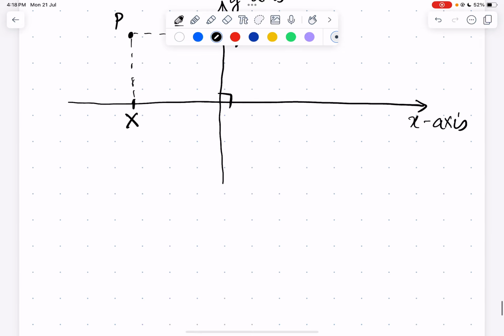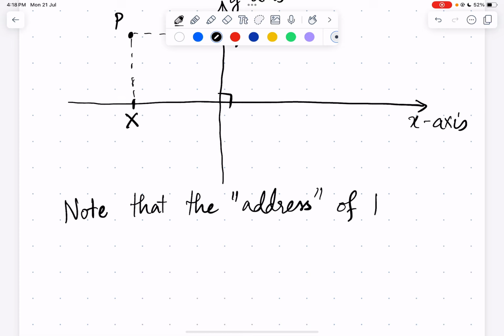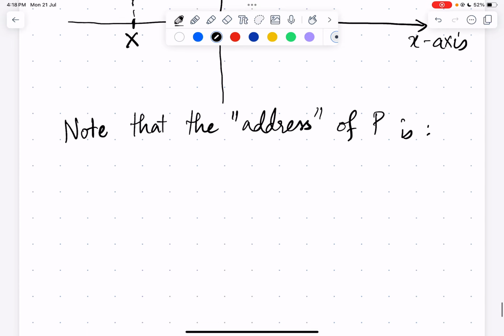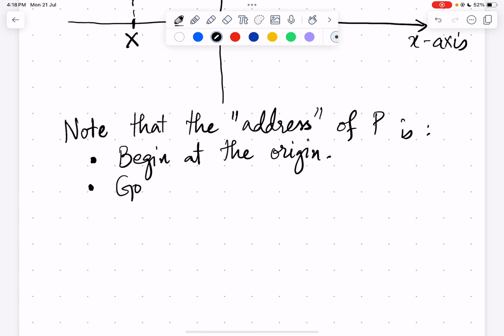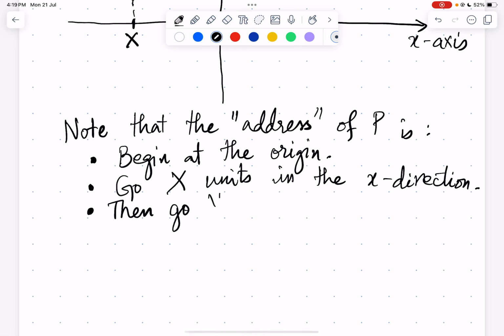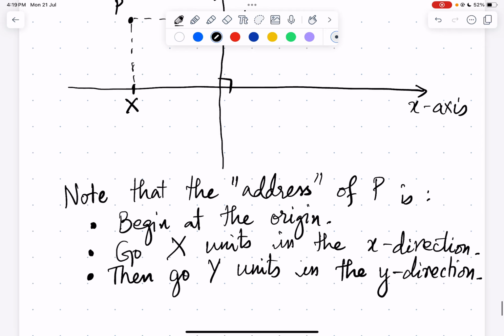Now, what is the address of P? We can say the address of P is: begin at the origin, go capital X units in the x direction, and then go capital Y units in the y direction. So this is the address of P.